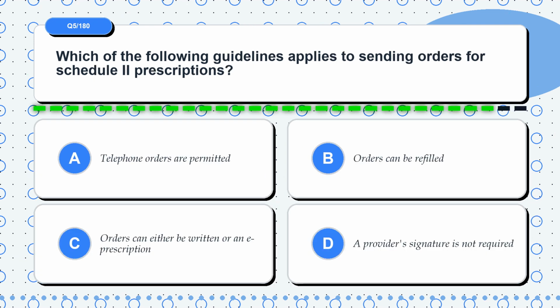Question 5. Which of the following guidelines applies to sending orders for Schedule Roman II prescriptions? Here are the options. Option A, telephone orders are permitted. Option B, orders can be refilled. Option C, orders can either be written or an e-prescription. Option D, a provider's signature is not required.